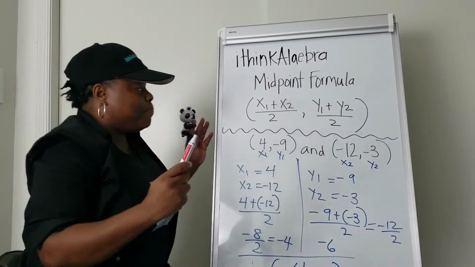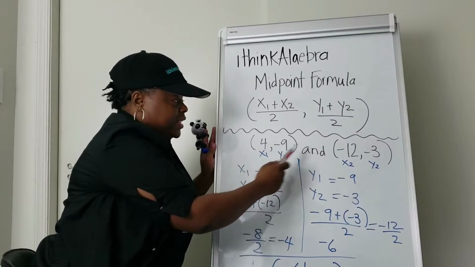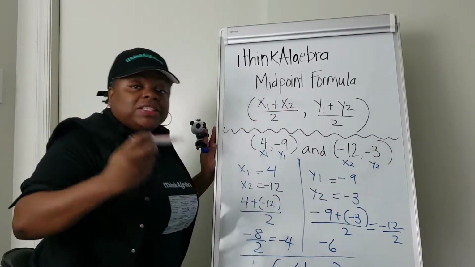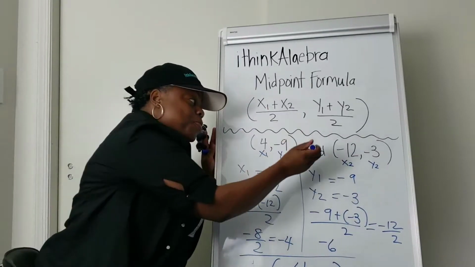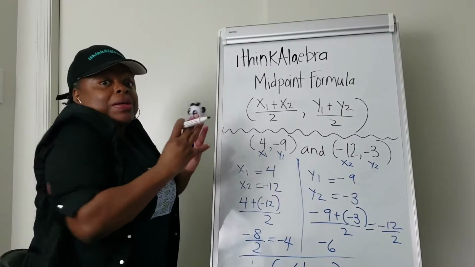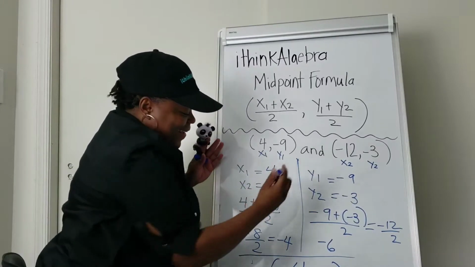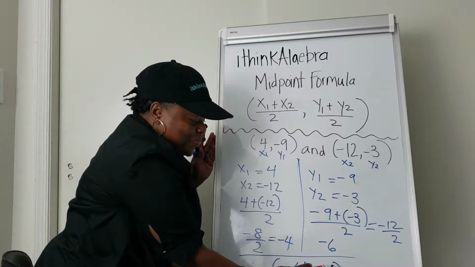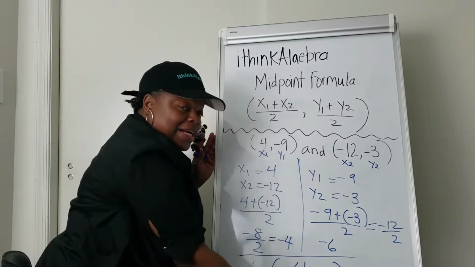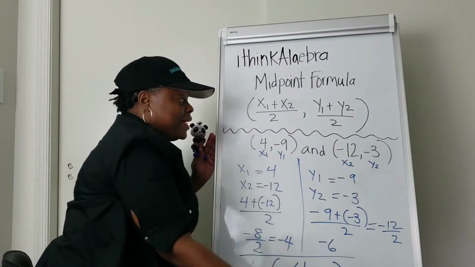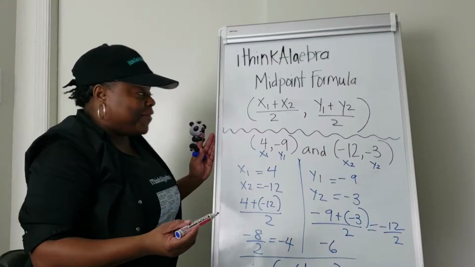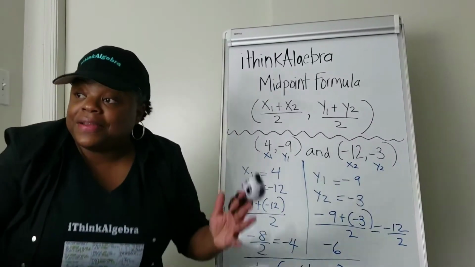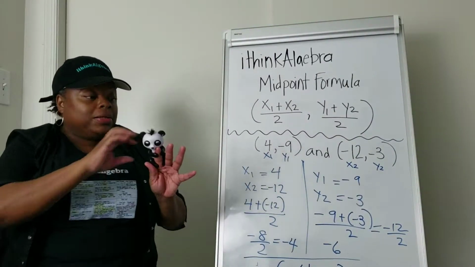So the point in between these 2 points, that midway, halfway, whatever your professor used, it's just that middle point that's in the middle of these 2, squeezed up in the middle. So the point that's squeezed up in the middle is going to be -4, -6. So (-4, -6) is that point that's in between (4, -9) and (-12, -3). And that's how you find the midpoint.